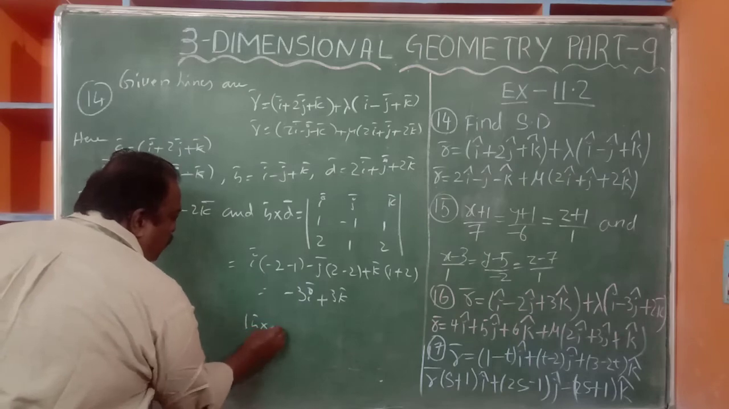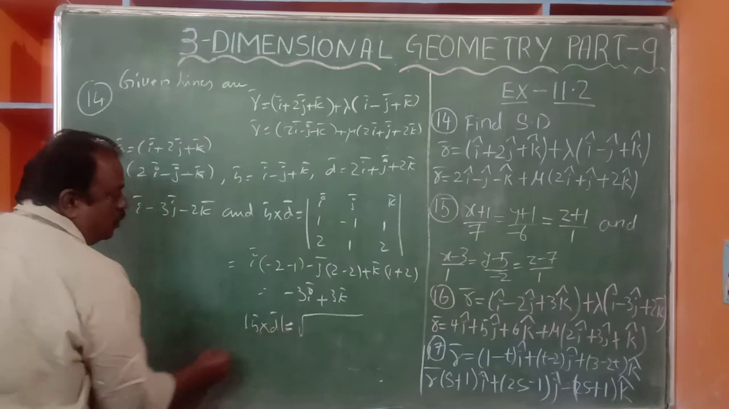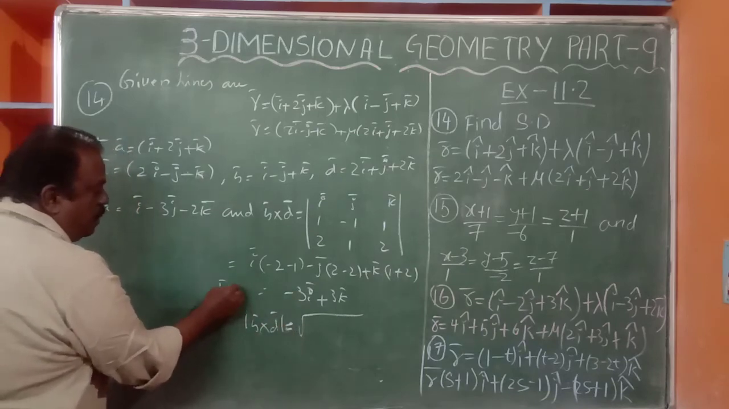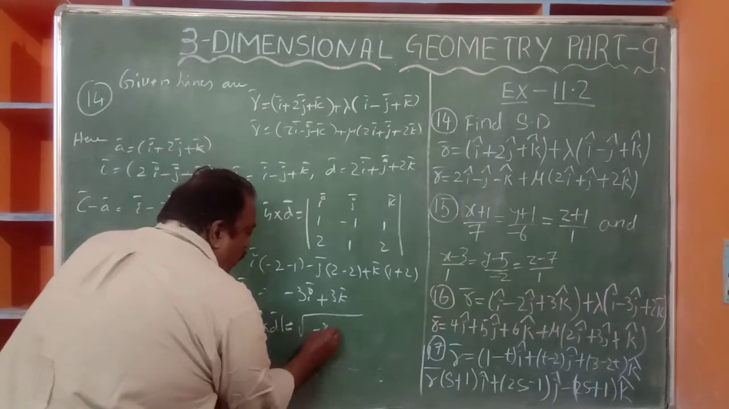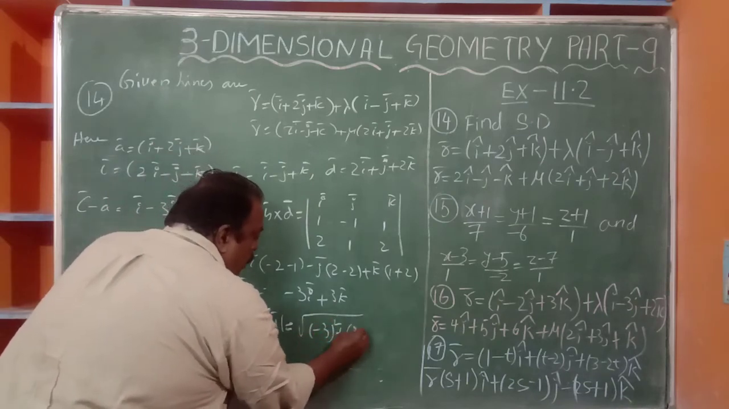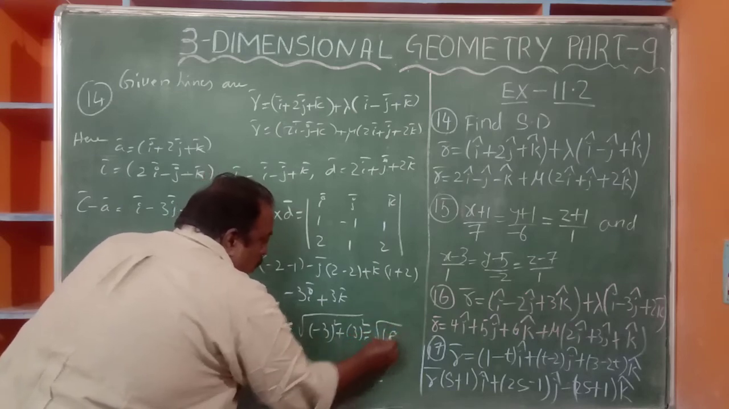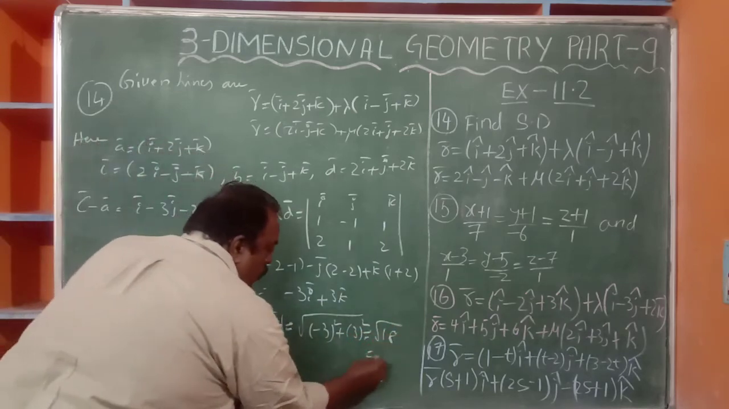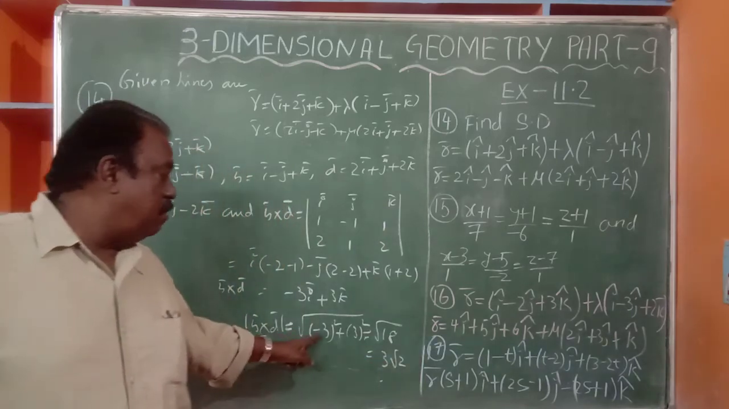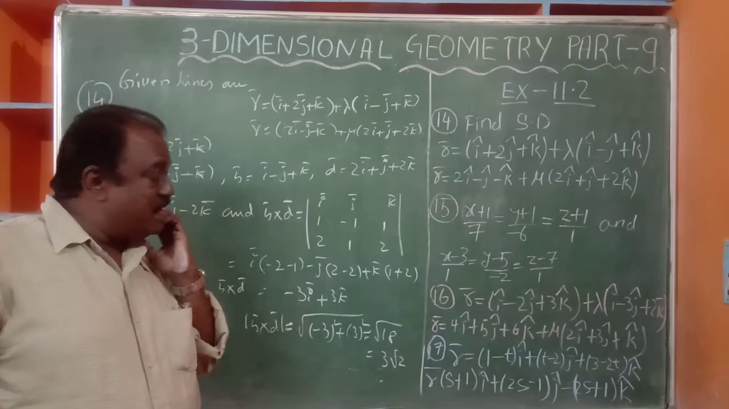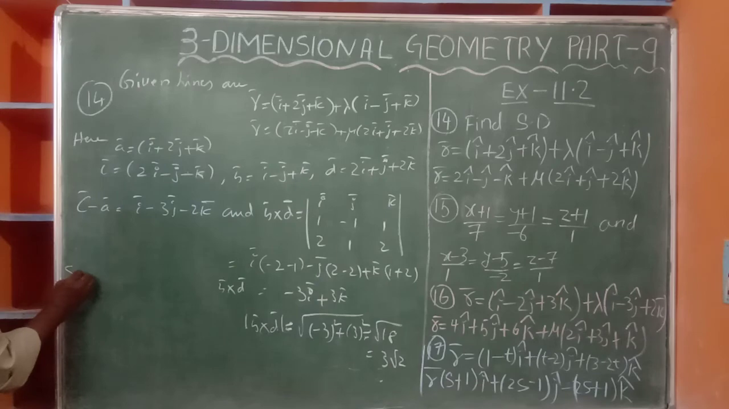Then the modulus of B bar cross D bar means root of minus 3 squared plus 3 squared, that is root 18. That is 3 root 2. Will you agree? 9 plus 9 is root 18, root 18 means 9 into 2, so 3 root 2.